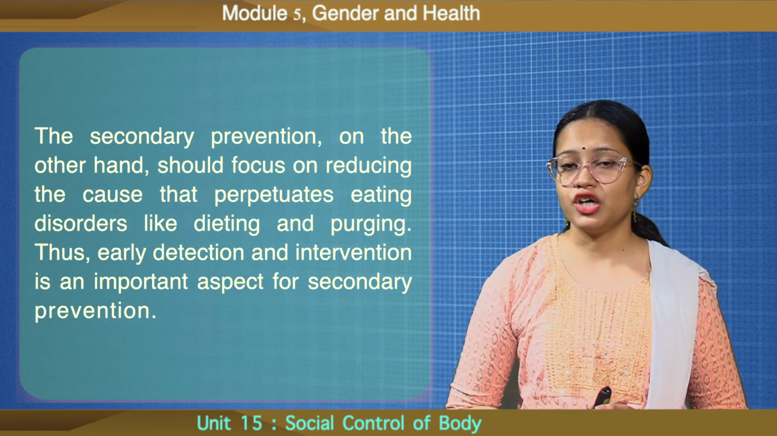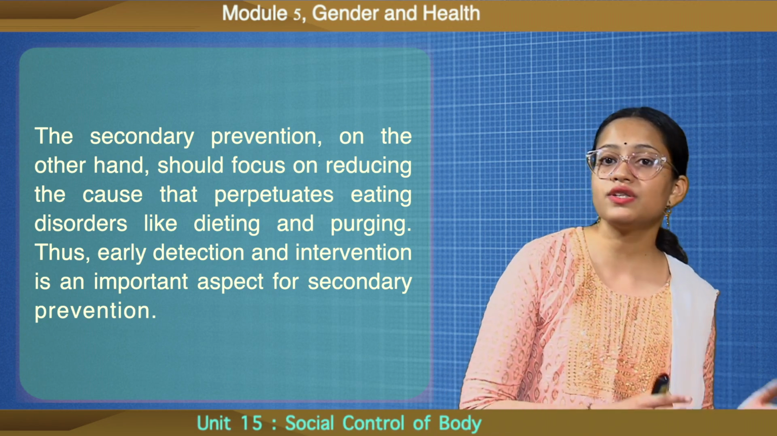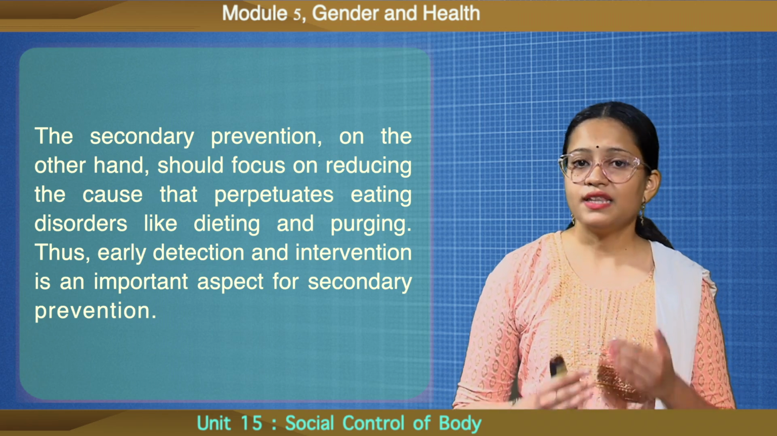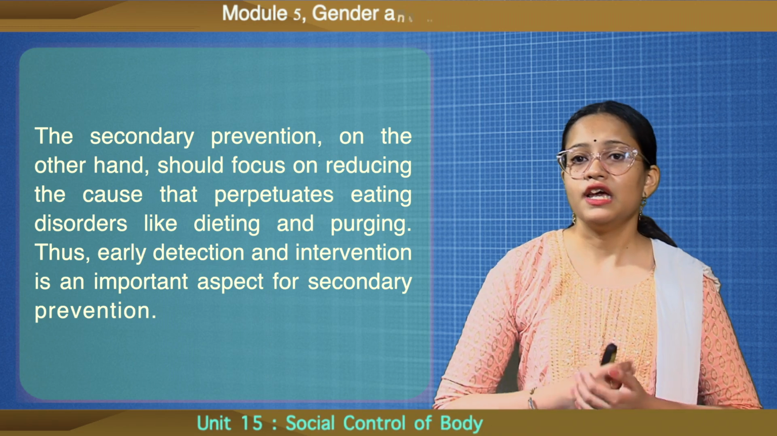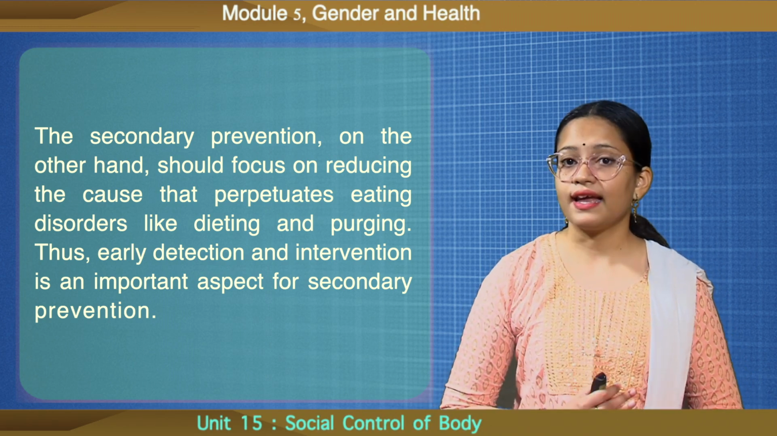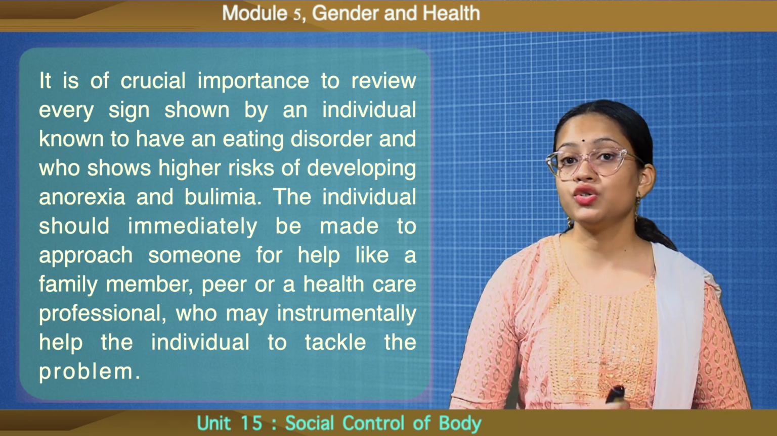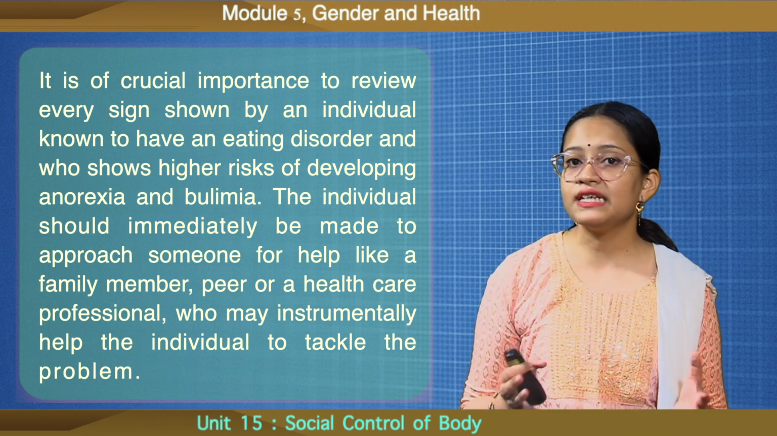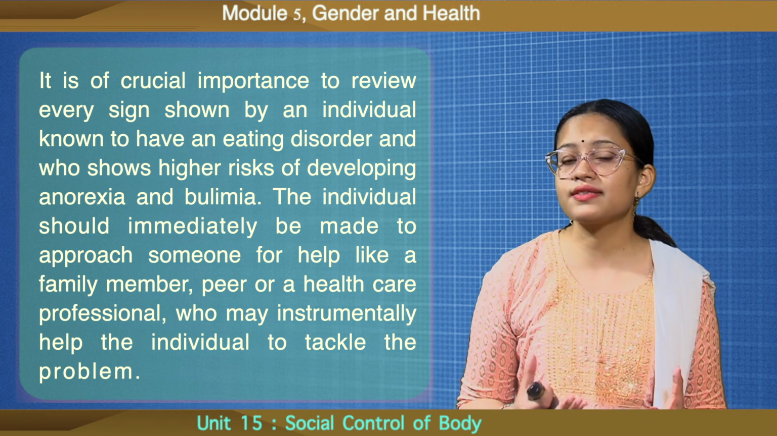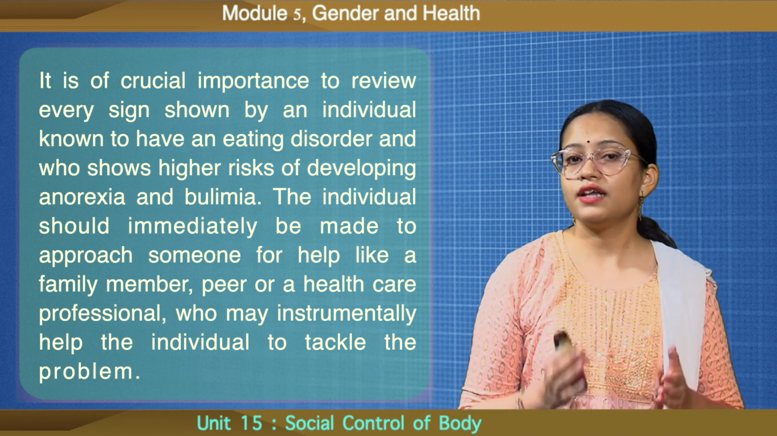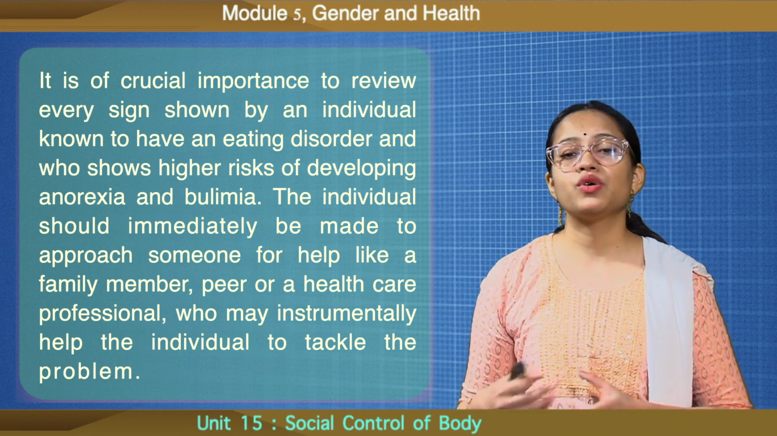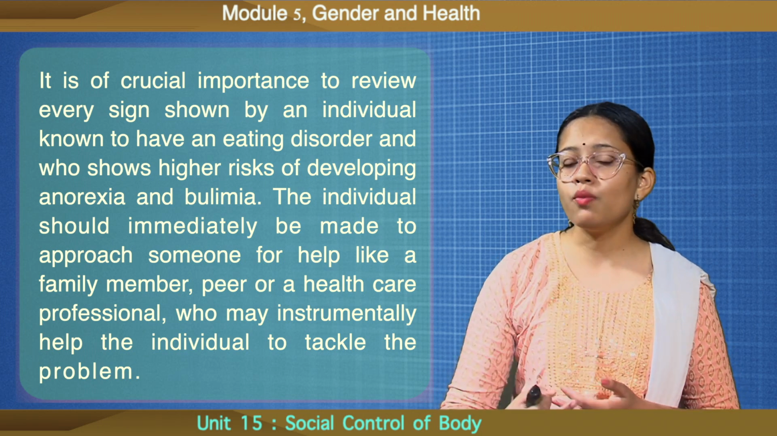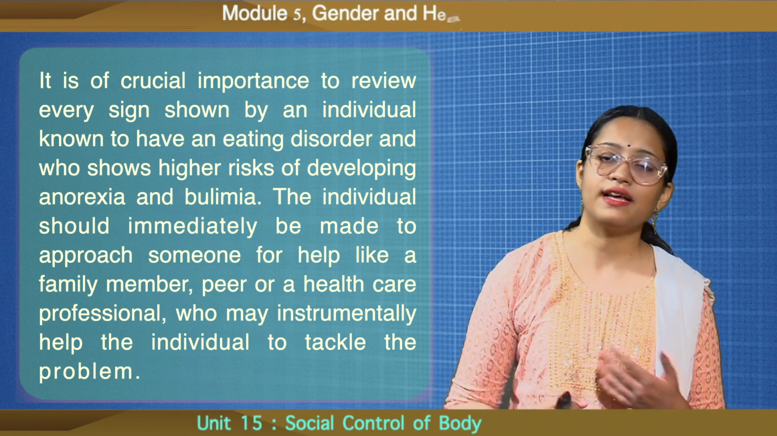The secondary prevention, on the other hand, should focus on reducing the causes that perpetuate eating disorders, like dieting and purging. Thus, early detection and intervention is an important aspect of secondary prevention. It is of crucial importance to review every sign shown by an individual known to have an eating disorder and who shows higher risks of developing such eating disorders. The individual should immediately be made to approach someone for help, like a family member, peer, or a healthcare professional who may instrumentally help the individual to tackle the problem.